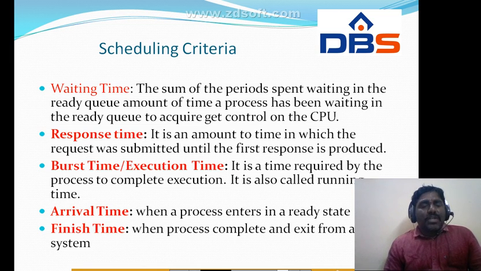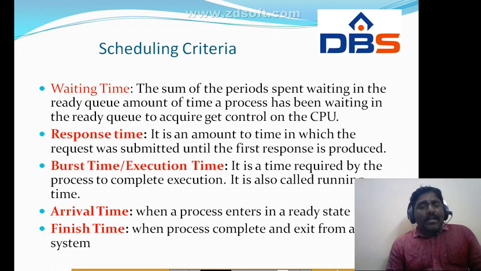Next one is response time. It is the amount of time from when the request was submitted until the first response is produced. For example, there is one process, and the time taken from when the request was submitted until the first response is produced, that time you can call the response time. Next one is burst time or execution time.